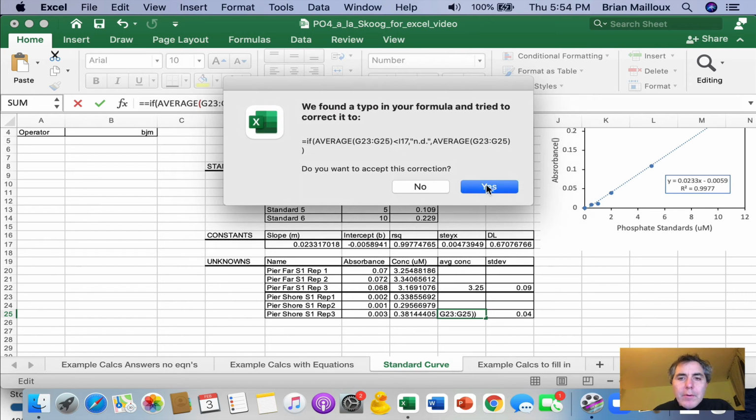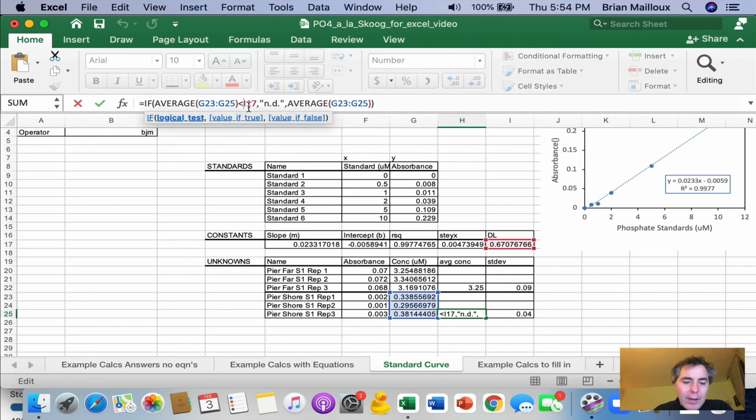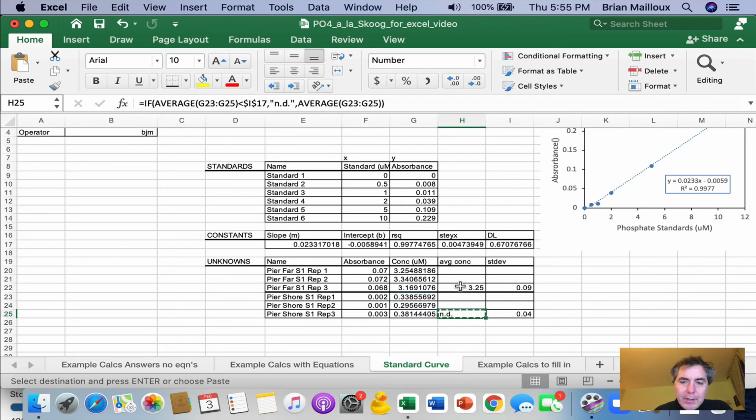Oh, I have an error. I'm going to go for this correction, right? And that worked. So if the average is less than the detection limit, I'm going to put dollar signs on that detection limit since it's not moving. And see, it's non-detect. So we can see if this works. So if we put it up here, right, we still get 3.25.